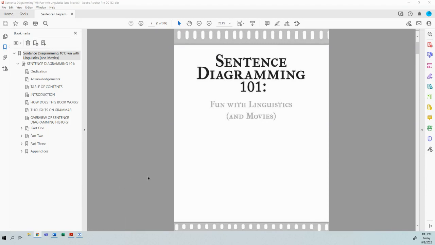This video is a little bit of an overview to show you how the book is set up and where you can find things. So here we are in the Adobe PDF, right? And over here on the left, you'll see all the bookmarks. So we have 3 parts plus appendices and then some front matter.